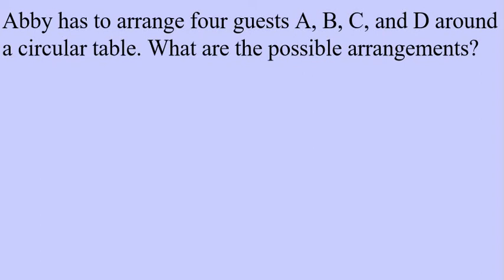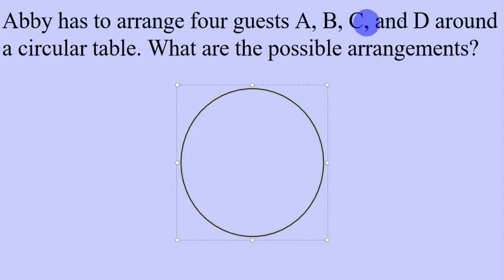It's not all the time that we are going to arrange our objects in a linear fashion. Sometimes we want to arrange them in a circular manner. For example, Abby has to arrange for guests A, B, C, and D around a circular table.